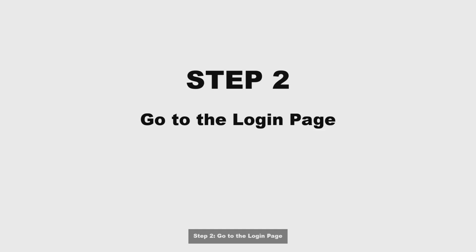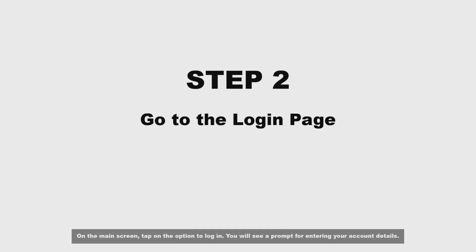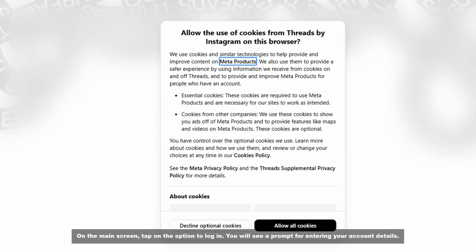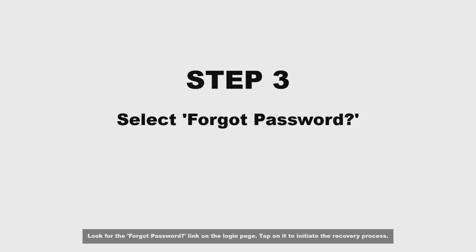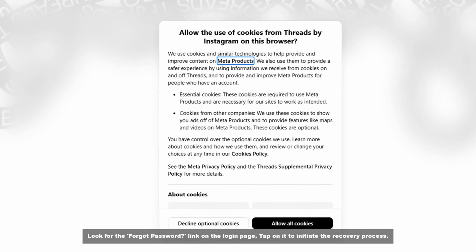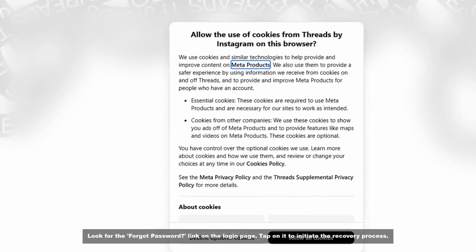Step 2. Go to the login page. On the main screen, tap on the option to log in. You will see a prompt for entering your account details. Step 3. Select Forgot Password. Look for the Forgot Password link on the login page. Tap on it to initiate the recovery process.